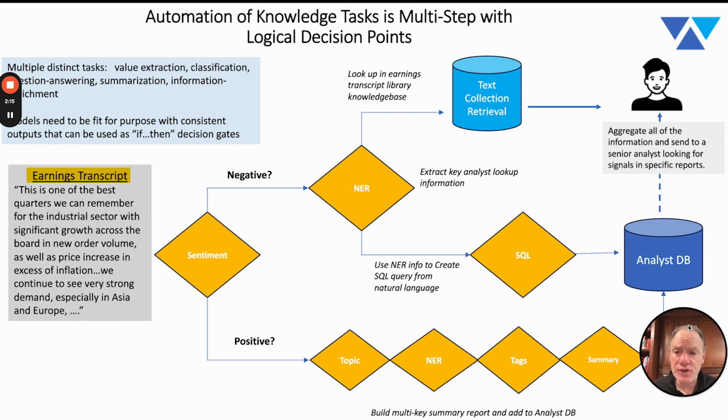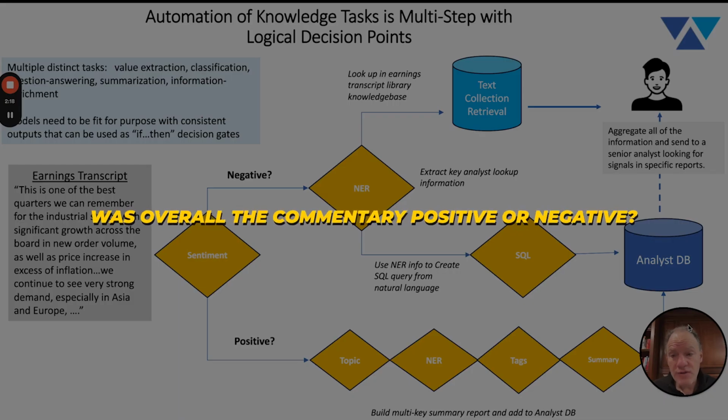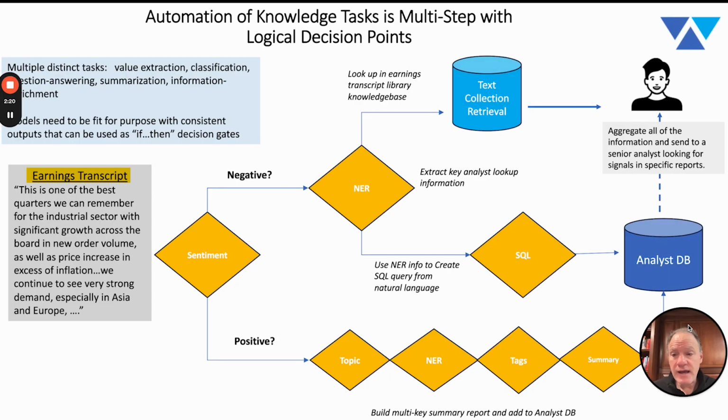One of the threshold things to figure out is, was the overall commentary positive or negative? It might be that the company had good results, but they weren't as good as expectations, or vice versa: really bad results, but ahead of expectations. So even if the numbers don't look good per se, the sentiment reflected in those earnings transcripts might differ from what the underlying results are.